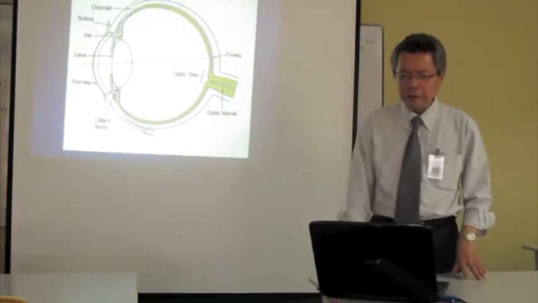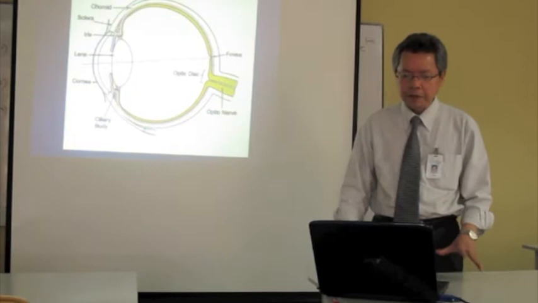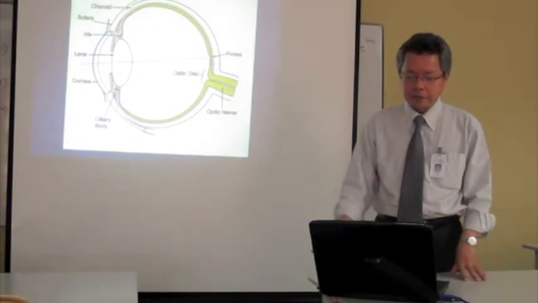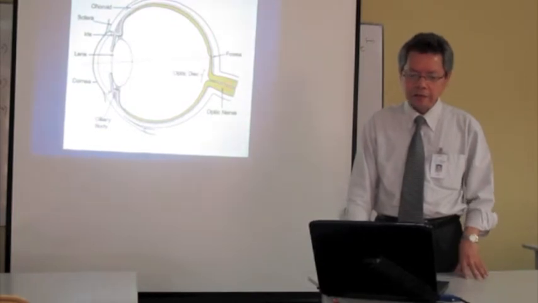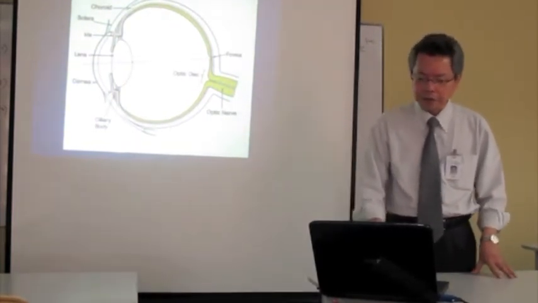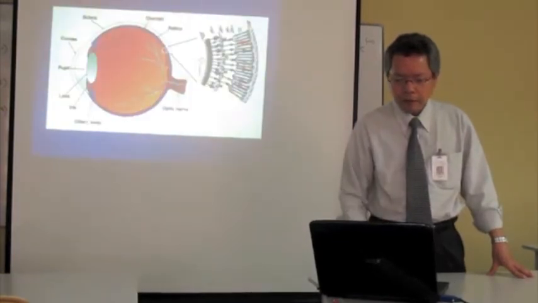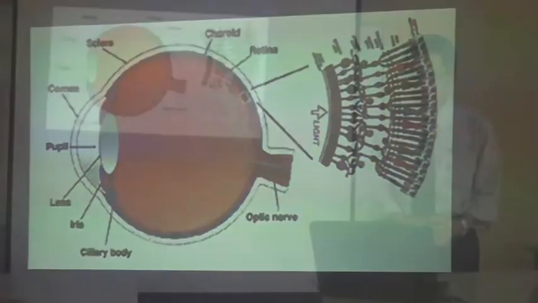I have not so far mentioned the vitreous. The vitreous is actually the gel that fills up the posterior part of the eye, behind the lens. And in front of the lens, we have a different kind of fluid called the aqueous humor. Now, this is then sent to the brain via the optic nerve.